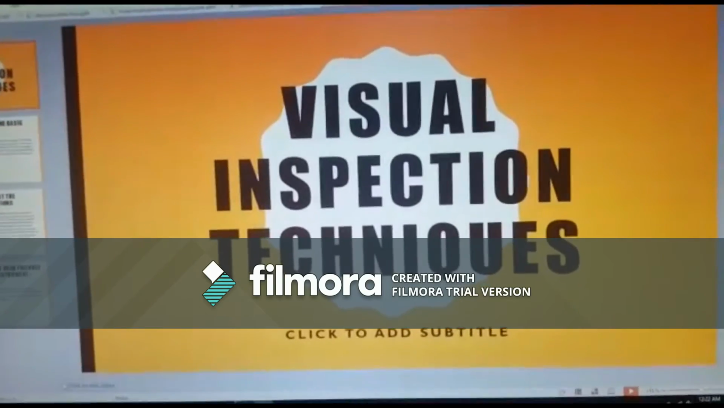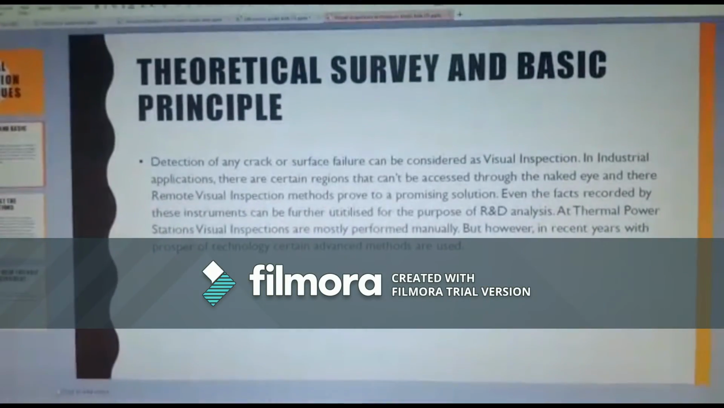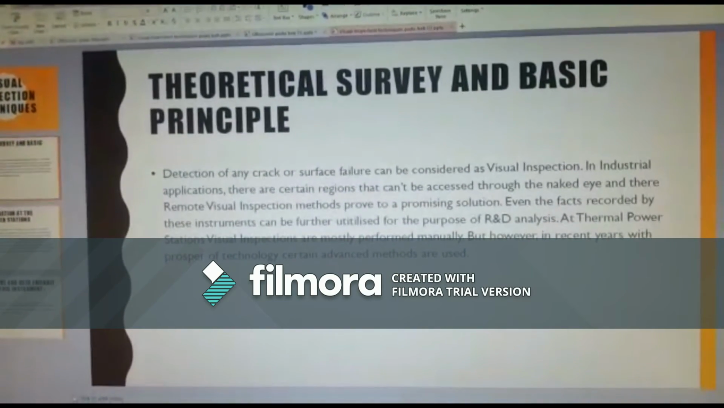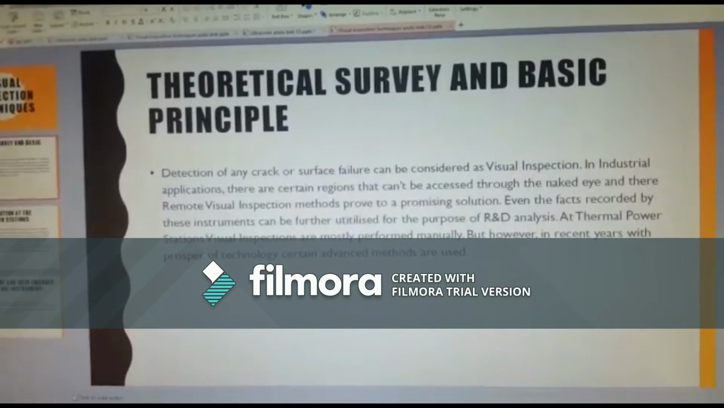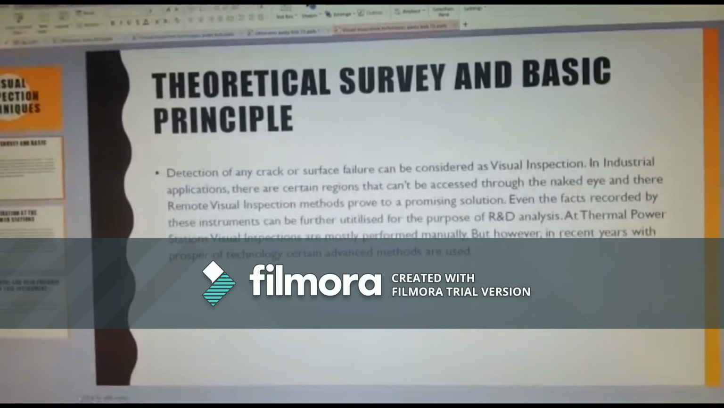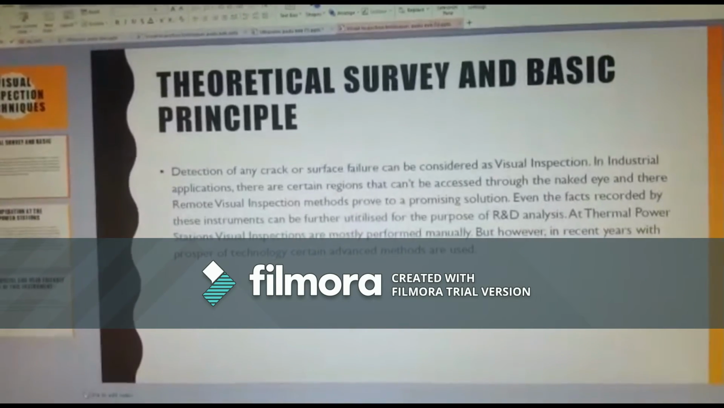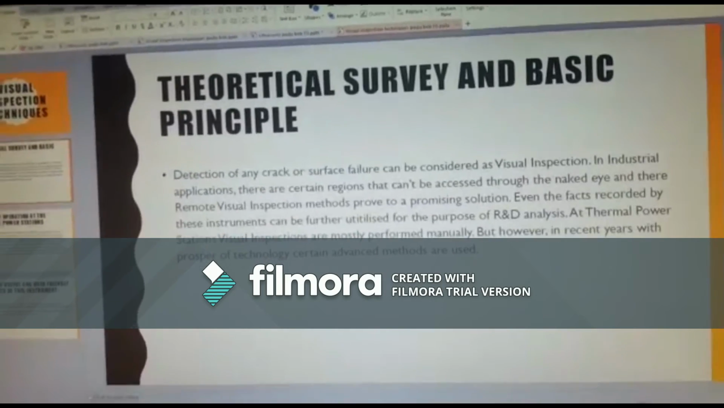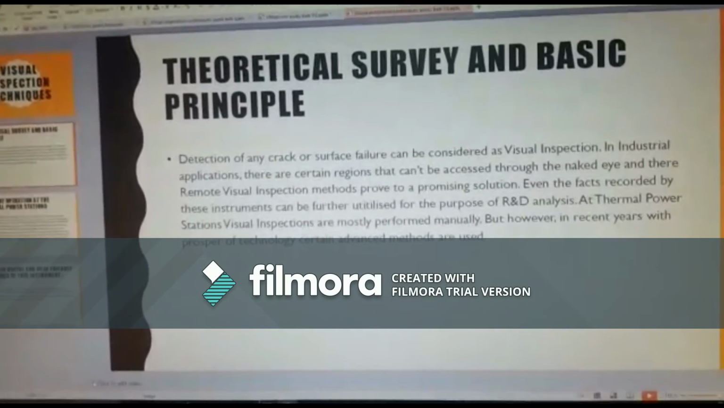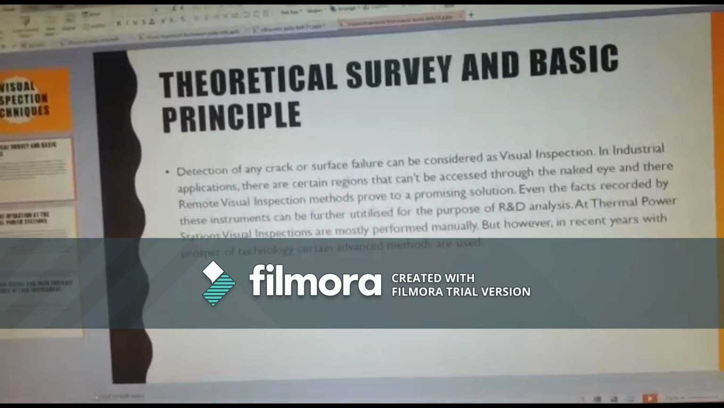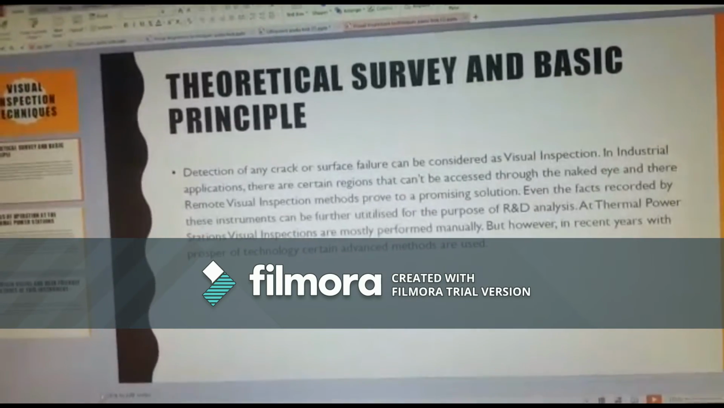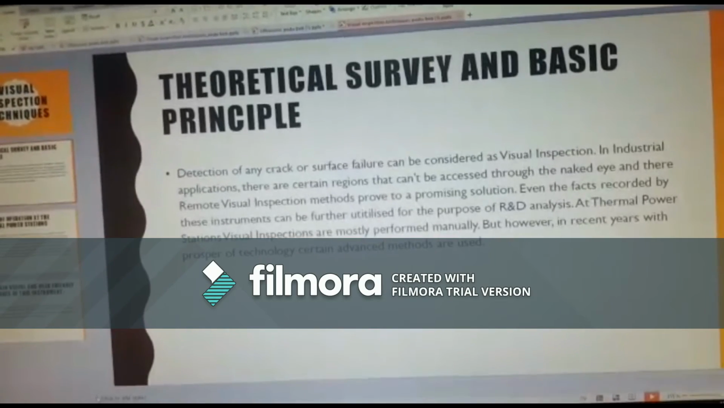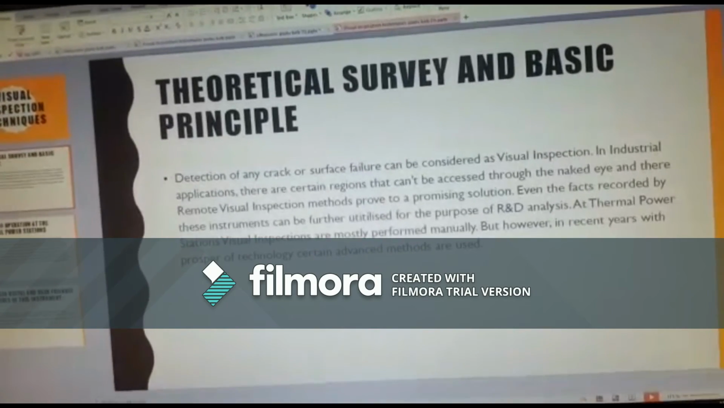Next is the visual inspection technique, theoretical survey and basic principle. Detection of any crack or surface failure can be considered visual inspection. In industrial applications, there are certain regions that cannot be accessed by the naked eye, and there remote visual inspection methods have proved to be a promising solution. Even the facts recorded by this instrument can be further utilized for the purpose of R&D analysis.